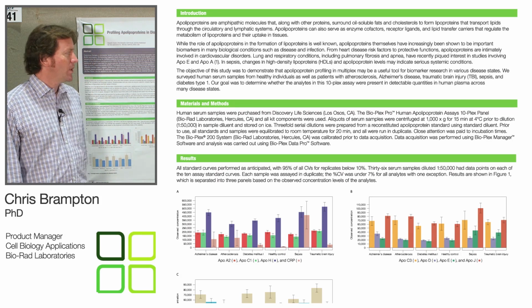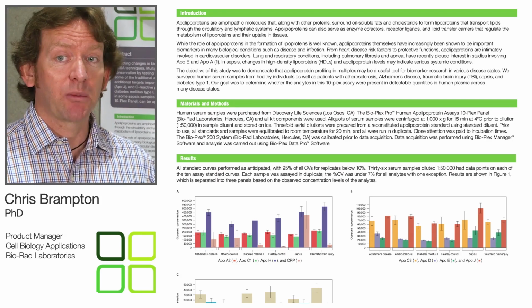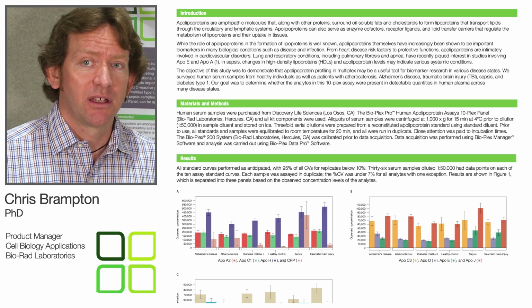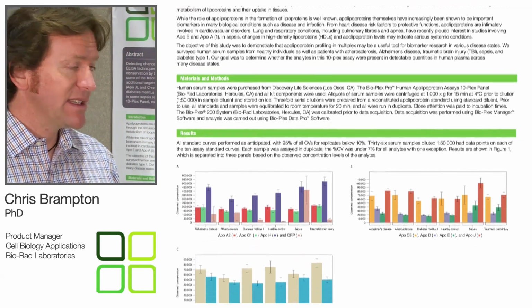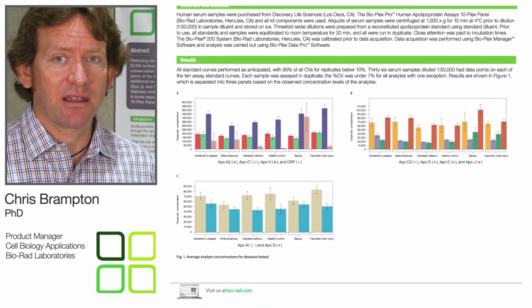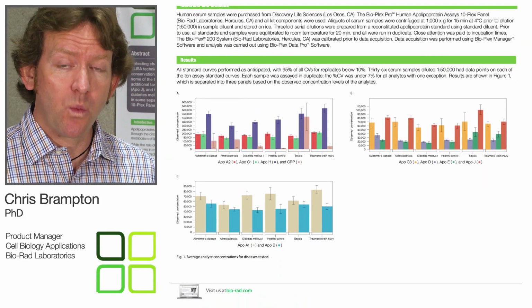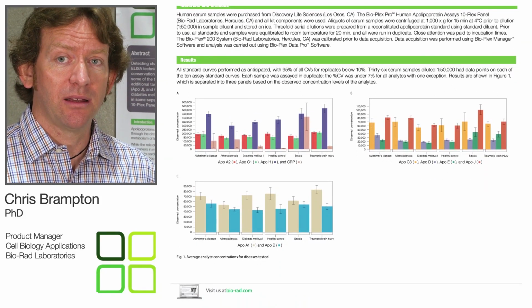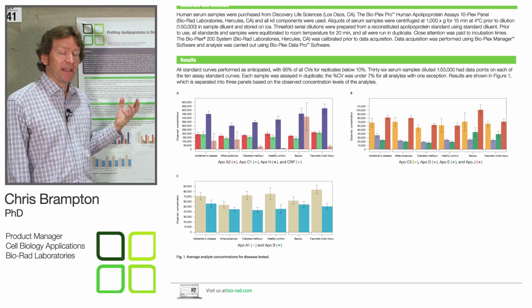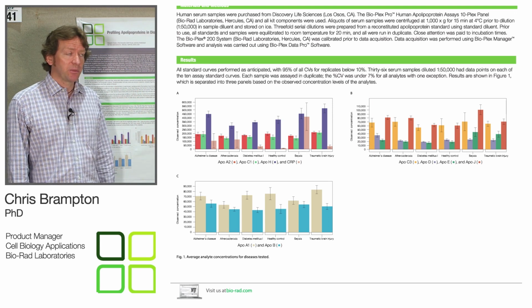As you can see, we're looking at a lot of targets, and we're not going to use very much sample to do this. These serum samples are diluted 1 to 50,000, which means that we can use only 1 microliter per well to have a good idea of the levels of these analytes in our sample.